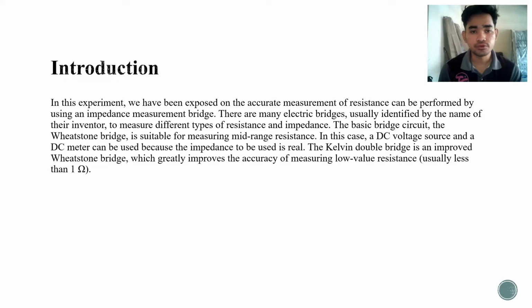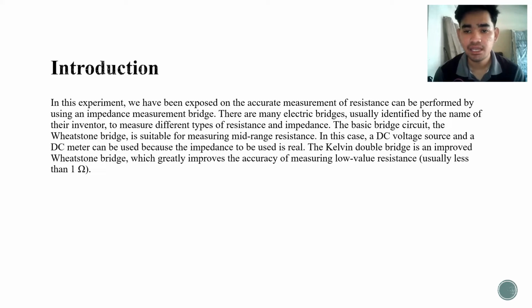So today I'm going to explain the introduction for experiment 5. In this experiment, we are exposed to the fact that accurate measurement of a resistance can be performed by using an impedance measurement bridge. There are many electrical bridges, usually identified by the name of the inventor, to measure different types of resistance and impedance. The basic bridge circuit, the Wheatstone bridge, is suitable for measuring mid-range resistance.